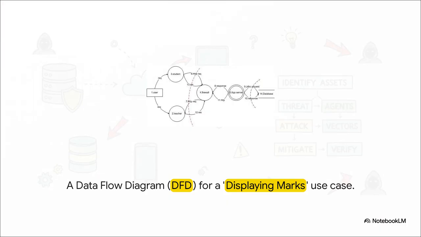And here is our treasure map for this example. Let's break it down together. Our use case is called displaying marks. We have our main characters, the student and the teacher. They want to access the treasure chest, which is the database. But to get there, they have to go through a gatekeeper, our firewall. And then they interact with the main system itself, the app server.